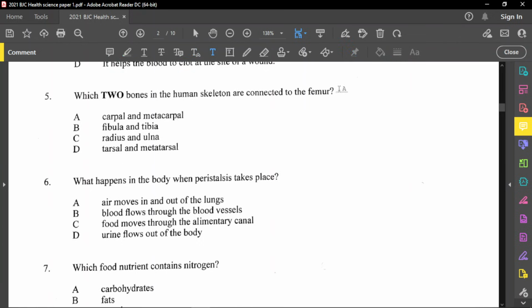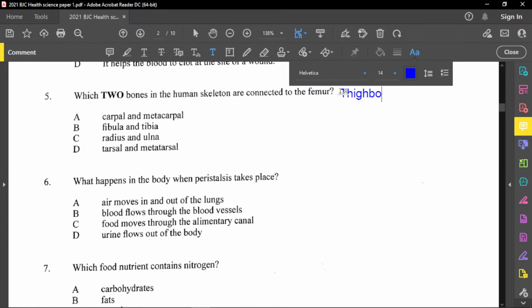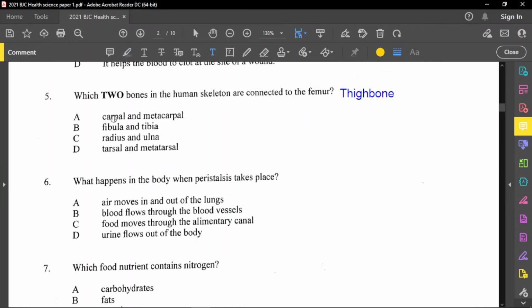Femur is the thigh bone, and as a matter of fact, it is the longest bone in the body. Okay, so femur is the thigh bone, the longest bone in the body. Please make sure you know that. And the point out here, carpals and metacarpals, we will find those in your hands.